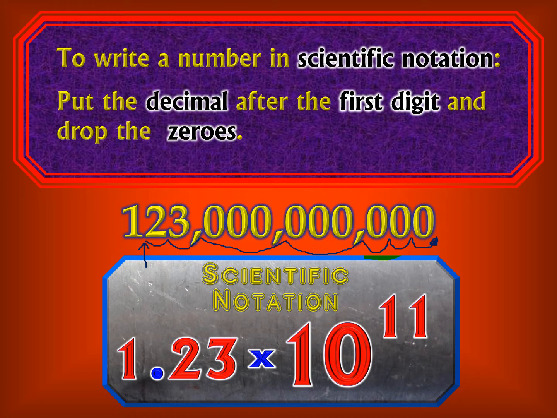We drop the zeros. If we do know that those are truly zeros, like we've measured them precisely, well, then we could include them. You could always write 1.23000 times 10 to the 11th. It's the same value, but it has more information. It tells us how precise the number is, how good the measurement is.